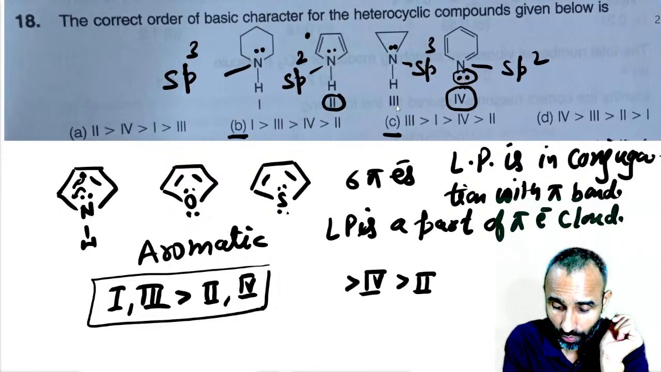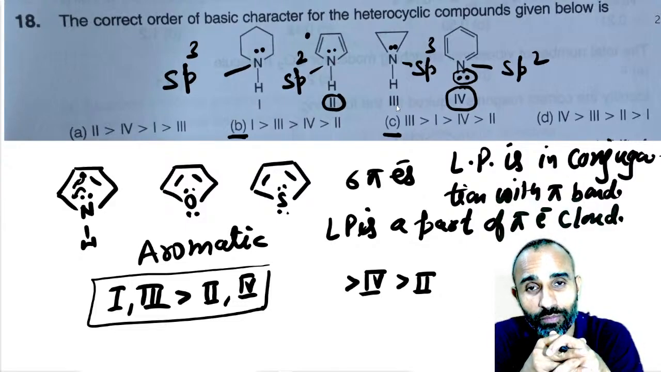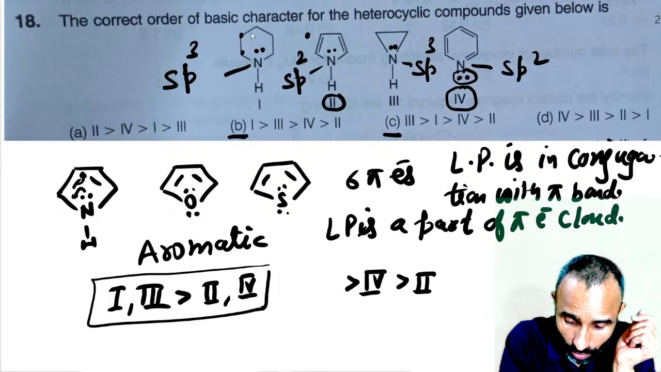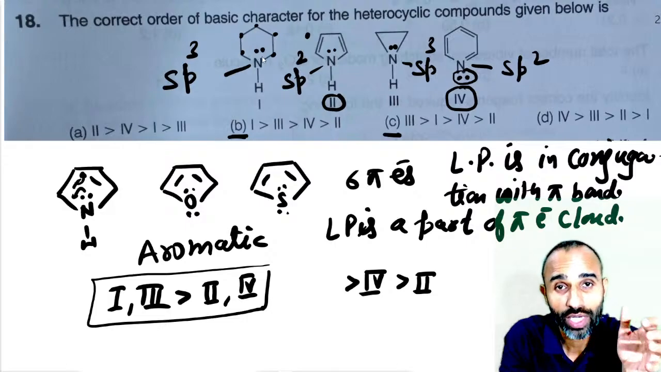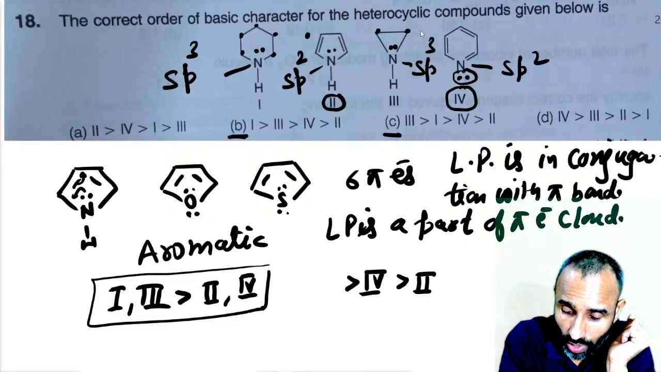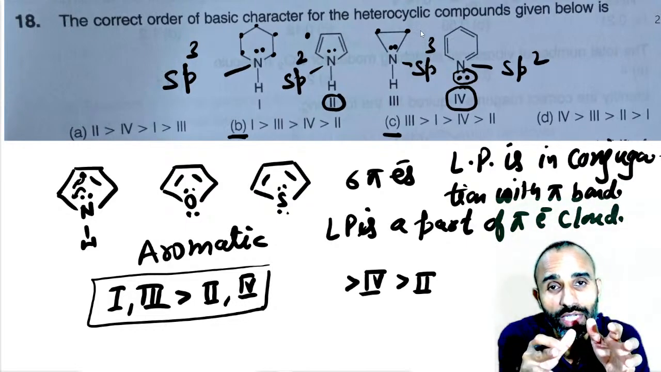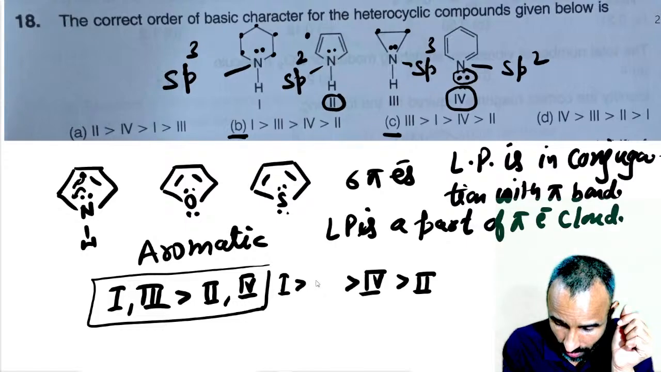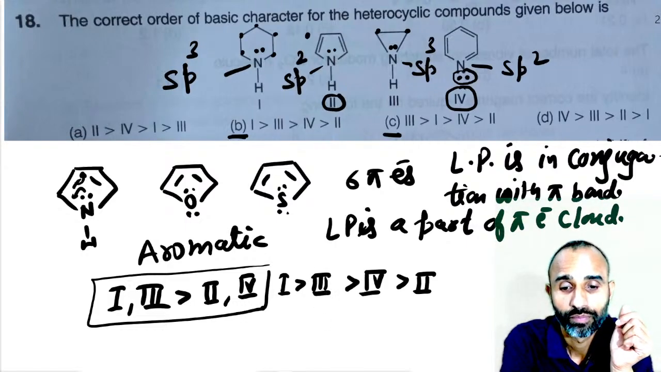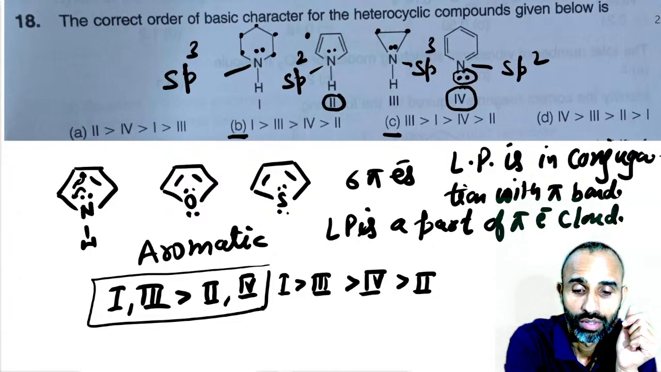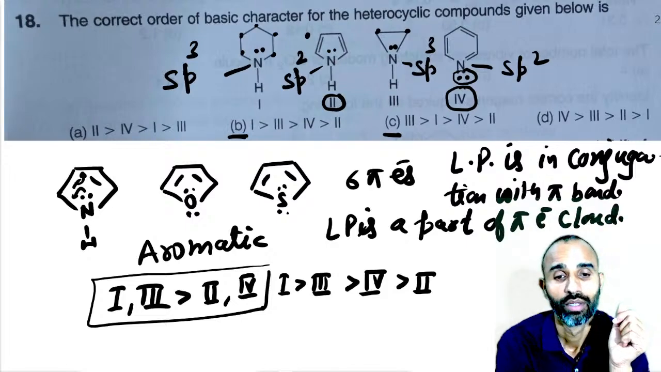Now when we compare first and third, both are sp3 hybridized. But in first case, there are more number of carbon atoms which can donate electron to it, more plus I effect. In this case, there are only 2 carbons, so plus I effect is less. So that's why first is more basic than third. So that's why order is, means B option is right. Okay, next.